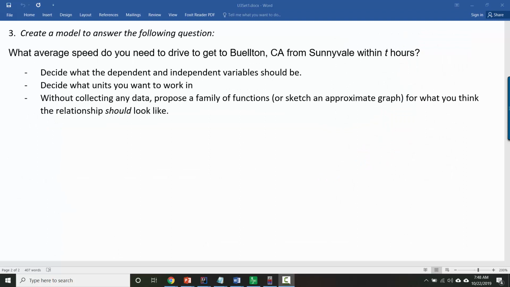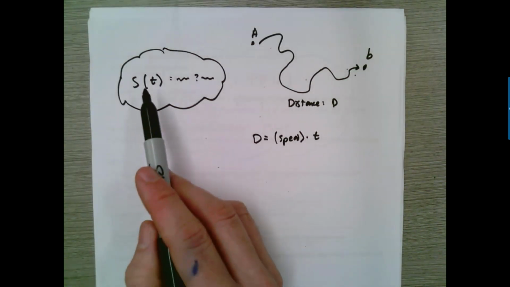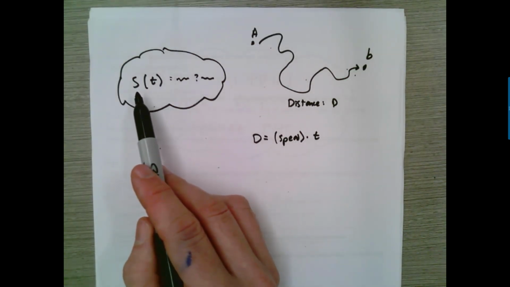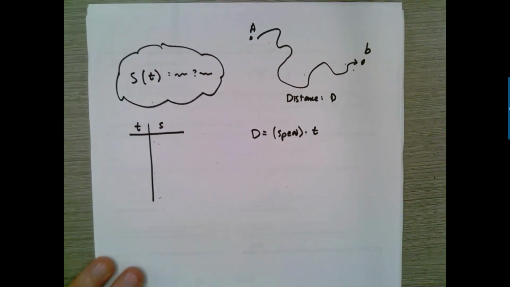This question asks, what average speed do you need to drive to get to Buelton, California from Sunnyvale within T hours? I hope you looked up where Buelton, California is. It's a cool place. So as a model, we're interested in what speed is required as a function of the time we want it to take to get there.